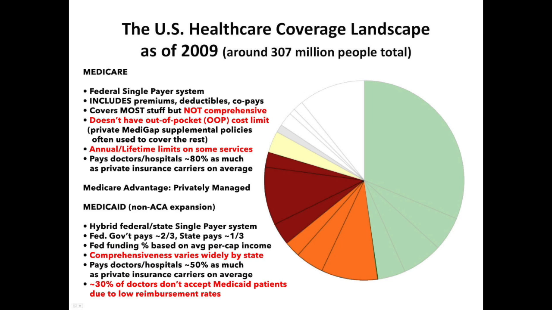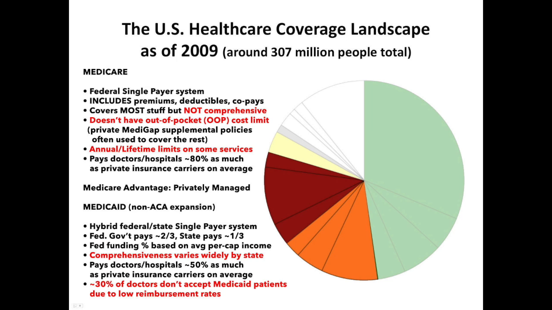However, Medicare is not totally comprehensive. There are certain medical services which aren't covered, and in addition, Medicare doesn't have a limit on the maximum out-of-pocket costs to the enrollee, which is why there also exists a supplemental private Medigap insurance market to cover the rest. There are also some annual or lifetime limits on certain services under Medicare.